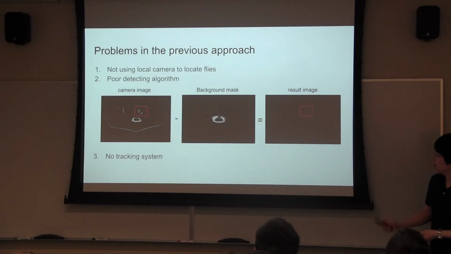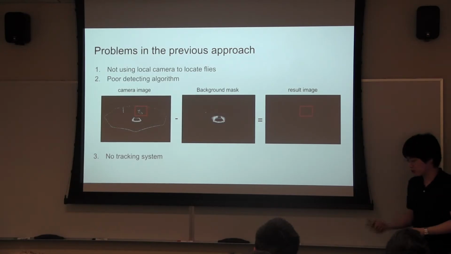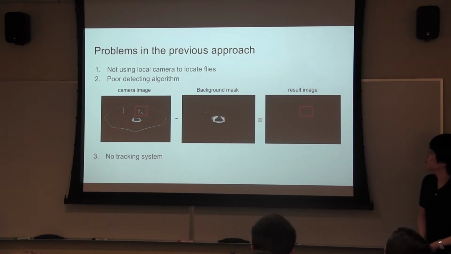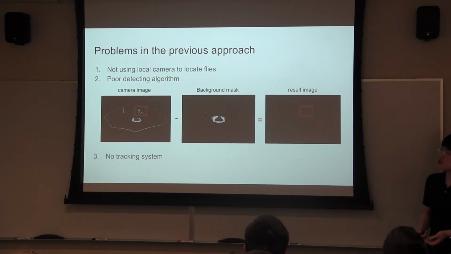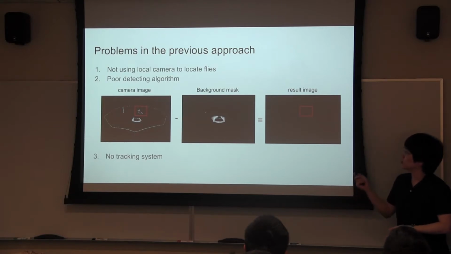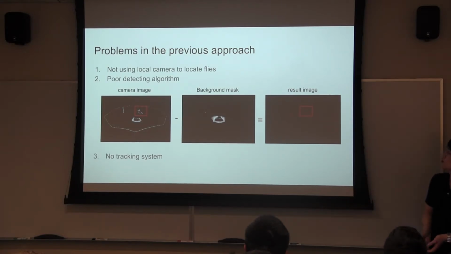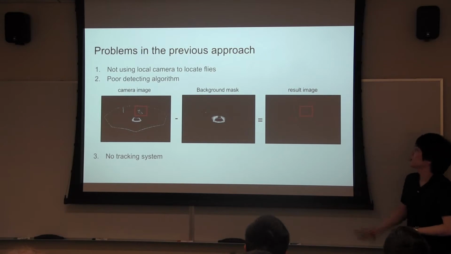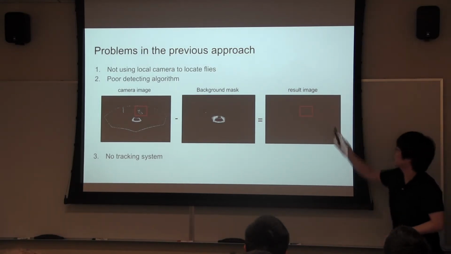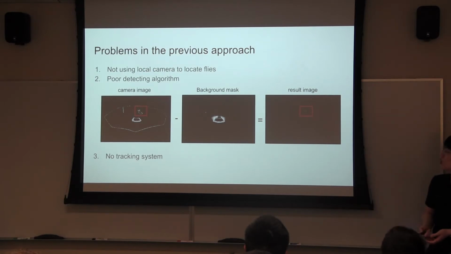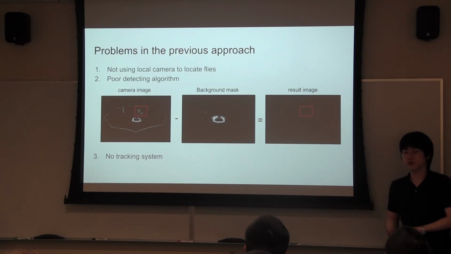There were some problems that I met trying to work on this. First, the local camera, even though it exists, was not used to locate where the flies are. Another is that the detection algorithm in the local camera was very poor. It doesn't detect well, and there was no tracking algorithm tried before.